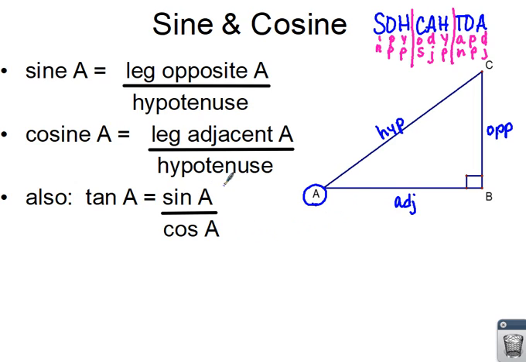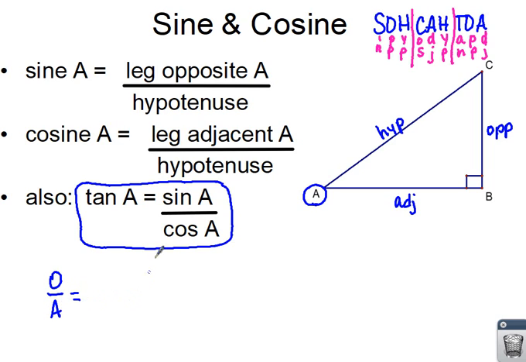Also, there's this little, they call them trig identities. This is one of the identities. Tangent equals sine over cosine. Because the tangent is opposite over adjacent. Sine is opposite over hypotenuse. Cosine is adjacent over hypotenuse.